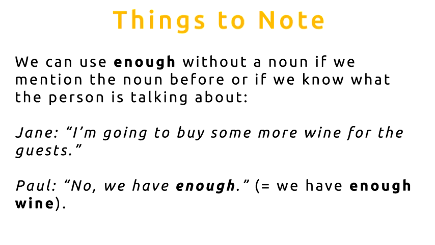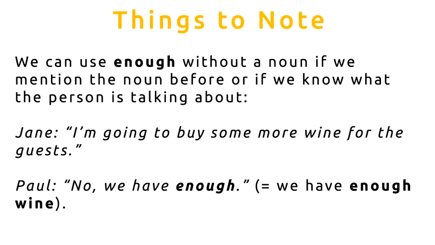Let's move on to the second thing that we should note. We can use enough without a noun if we mention the noun before, or if we know what the person is talking about. So one of the structures, remember, is enough plus noun. But if we know what the noun is, we can leave it out. So look at this example of Jane and Paul talking to each other.